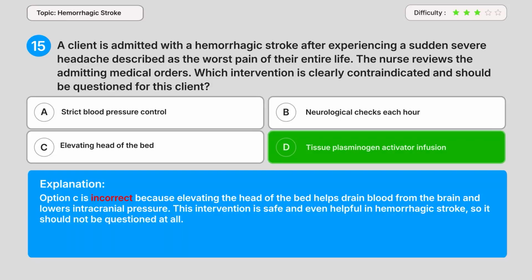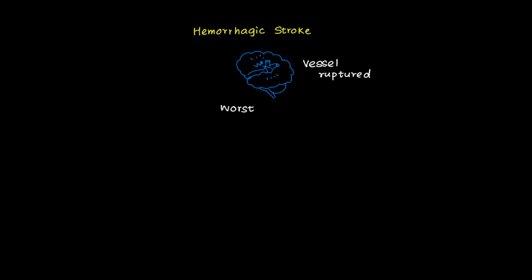Option C is incorrect because elevating the head of the bed helps drain blood from the brain and lowers intracranial pressure. This intervention is safe and even helpful in hemorrhagic stroke, so it should not be questioned at all. The phrase "worst headache of my life" is a neurological red flag that points straight at a hemorrhagic stroke, usually from a ruptured aneurysm. In a hemorrhagic stroke, a blood vessel in the brain has actually burst, and blood is pouring into brain tissue or the surrounding space.